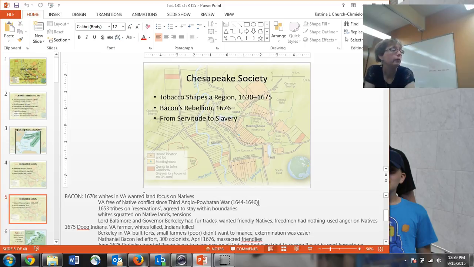What do you think, Emmanuel? The natives are probably wondering why they're not doing anything productive with the land. Well, that could be, but also if they were squatting on their land, that wasn't part of the agreement. Part of the agreement was that the natives would stay here as long as the whites didn't bother. And now the whites were coming in and squatting on the land.